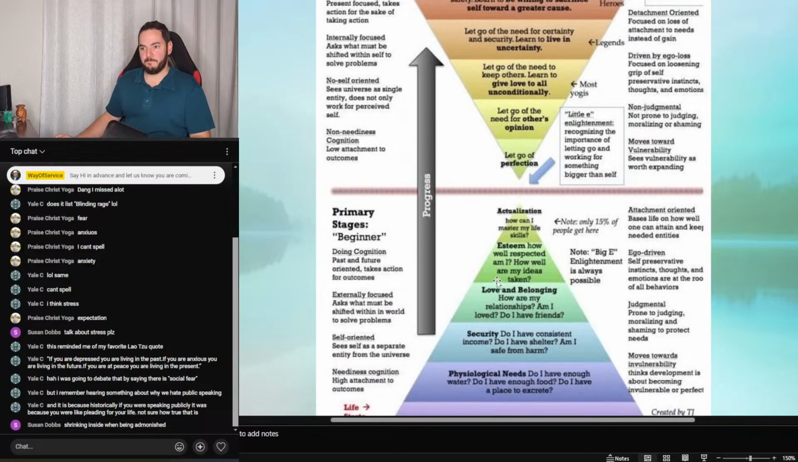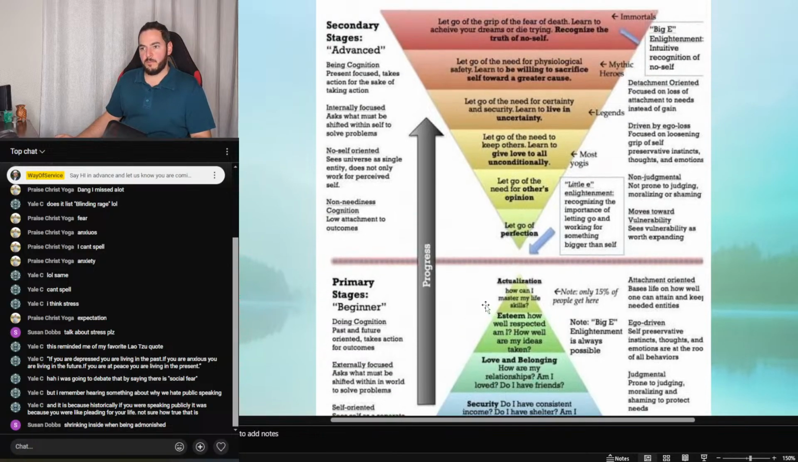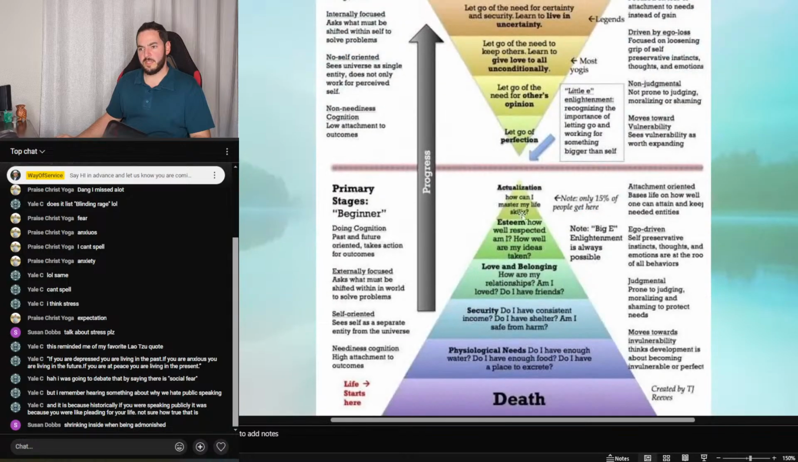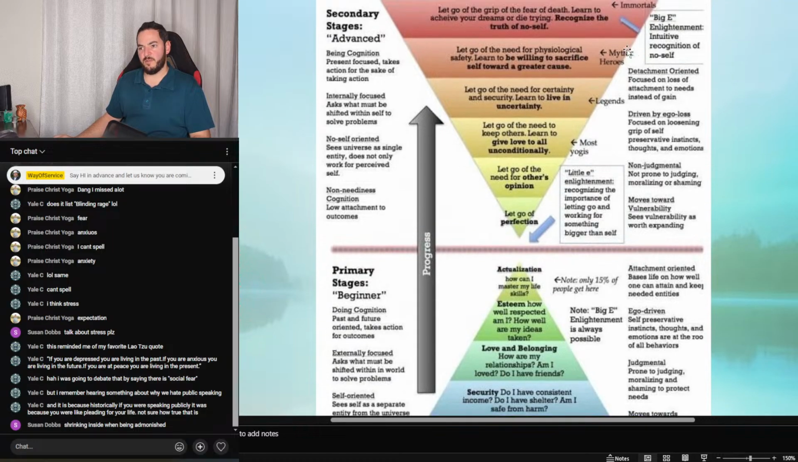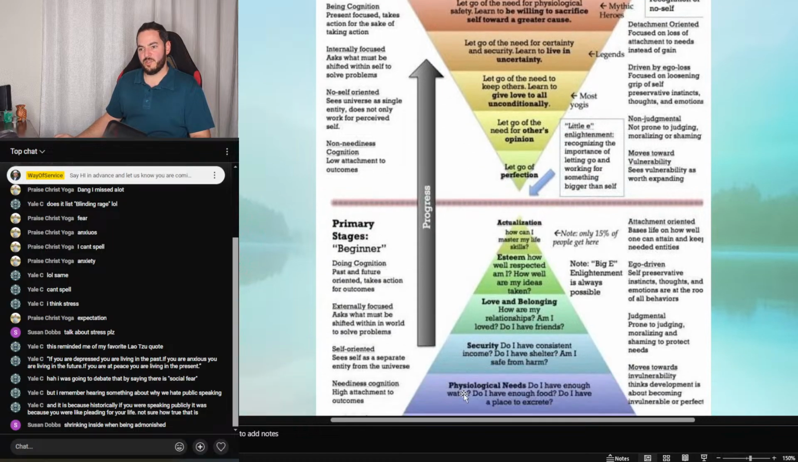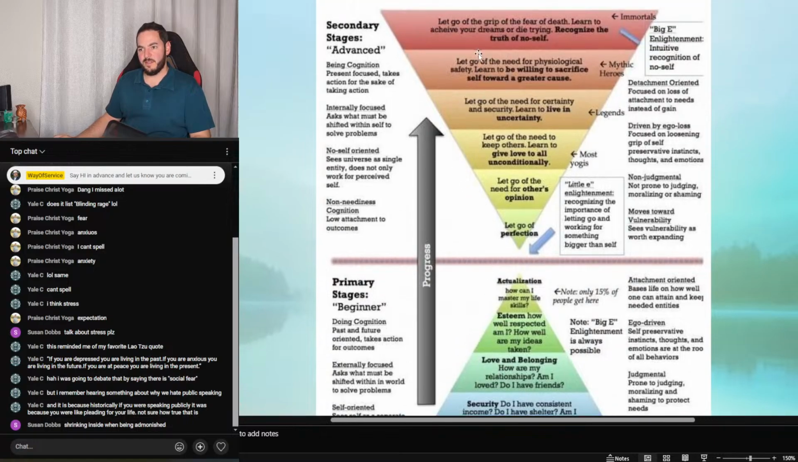So, I think, did I miss one? So esteem. So there's six here, and then there's six here. Okay, I see. Yeah. So this next level, the mythic heroes level, corresponds to the physiological needs. Do I have enough water? Do I have enough food? Let go of the need for physiological safety. Be willing to sacrifice yourself for a greater cause.